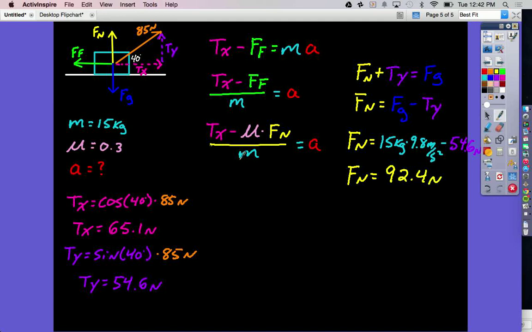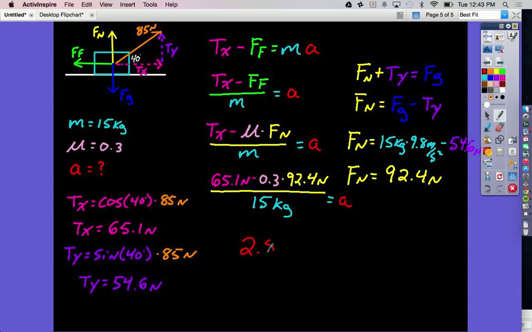Now I have all the numbers I need in my x equation, so I can just plug in and solve. Tension in the x is 65.1 newtons. The coefficient of friction is 0.3. My normal force is 92.4. And my mass is 15 kilograms. All of that gives me my acceleration. So when I plug all those numbers into my calculator, I should get an acceleration of 2.5 meters per second squared for a.